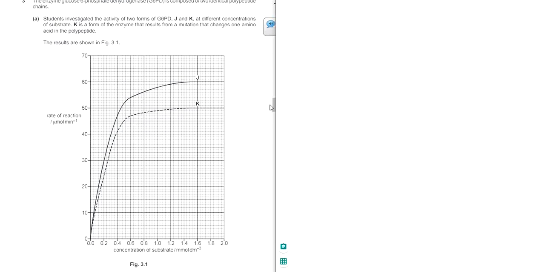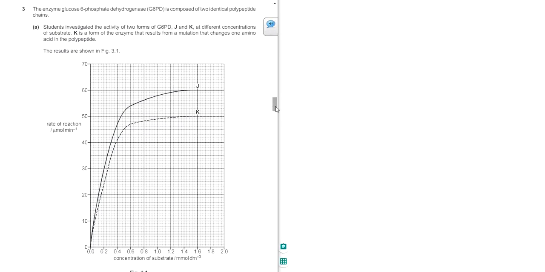Question 3 is about enzymes, and this is what we will have a closer look at in this lesson. So let's dive right in.